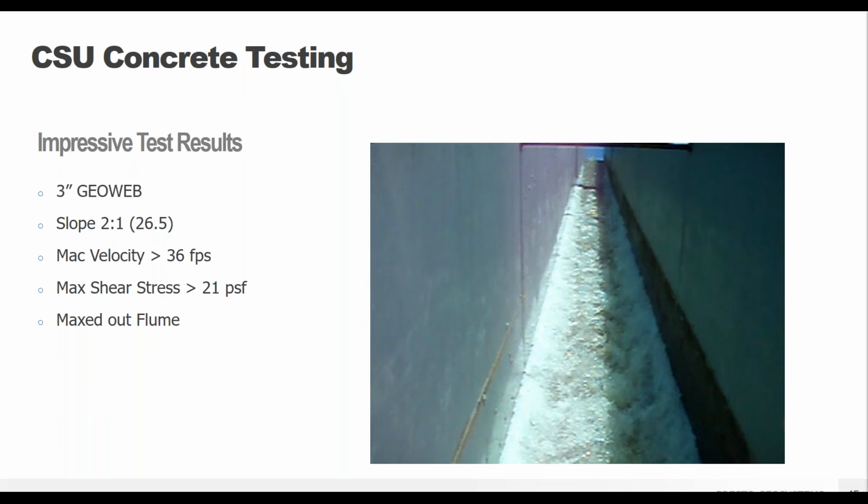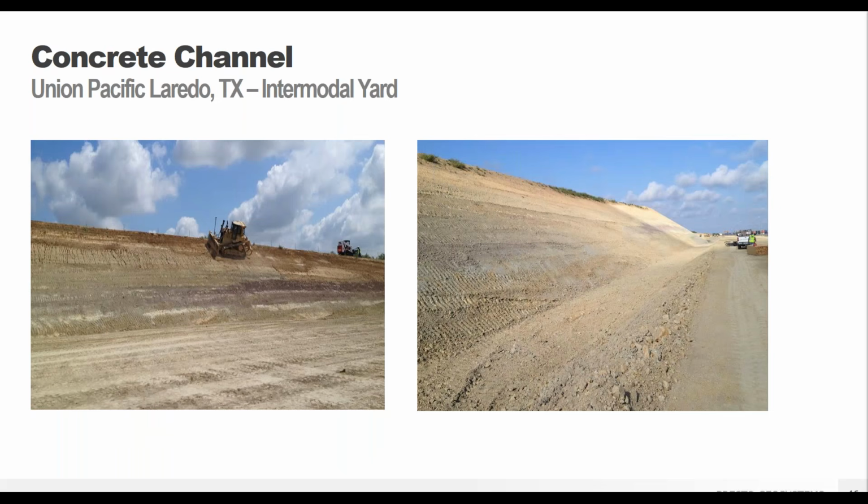We do want to point out that the GEOWEB system is the only geosynthetic, including articulated concrete blocks, turf reinforcement mats, erosion control blankets, gabion baskets, any type of geosynthetic, to actually max out the flume at 36 FPS. So we are very confident that this is going to work for even the most challenging of projects.